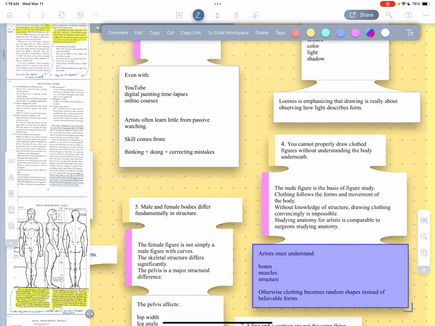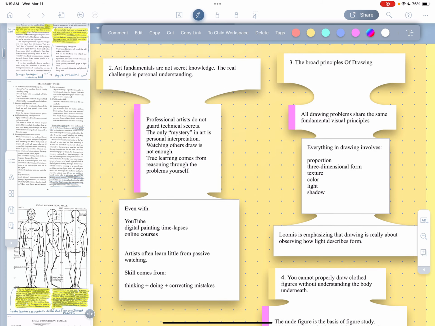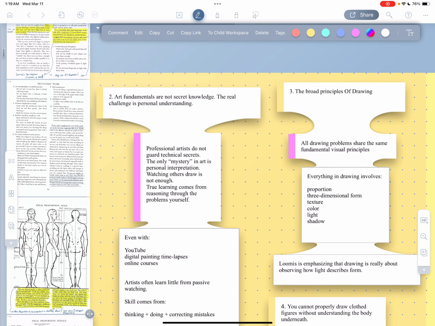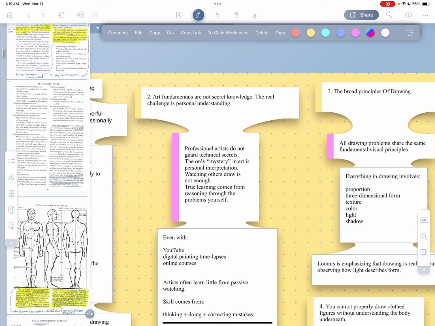All right, let's go over some more of these quickly. This video is getting kind of long. You cannot properly draw a clothed figure until you understand the body underneath. He goes over that again. The broad principles of drawing: all drawing problems share the same fundamental visual principles. Every drawing involves proportion, three-dimensional form, texture, color, light, and shadow. He talks about there being no secrets in art.